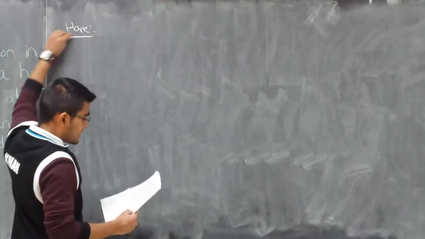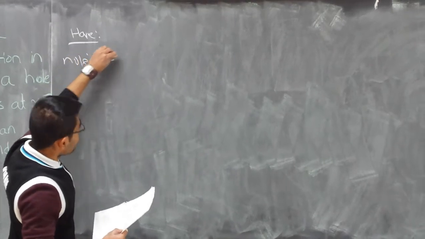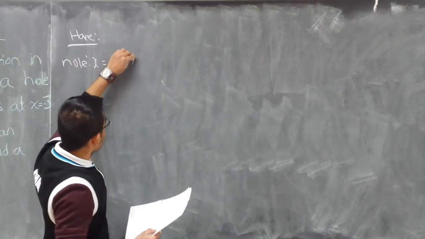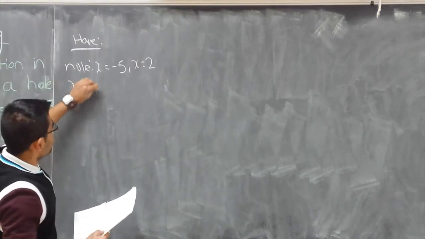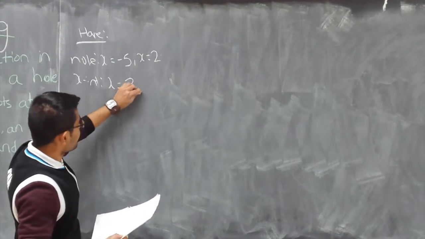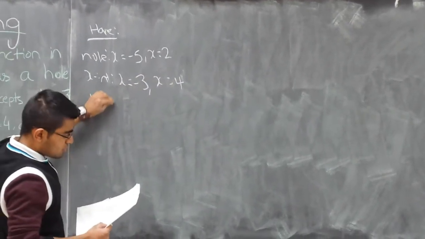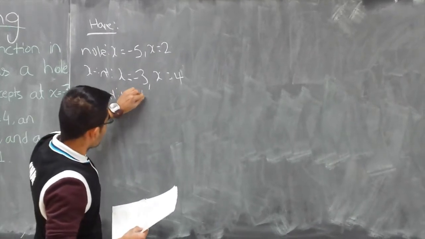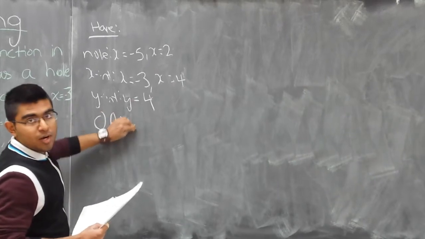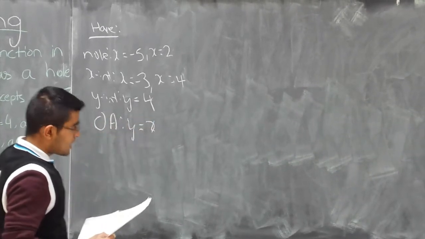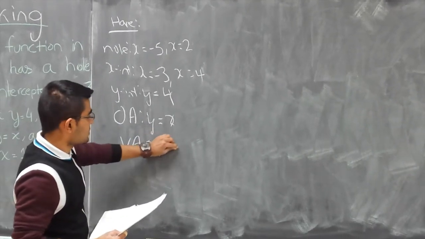We know that we have a hole at x equals negative 5 and x equals 2. We also know that we have an x-intercept at x equals negative 3 and at x equals 4. We know we have a y-intercept at y equals 4. We also know that we have an oblique asymptote at y is equal to x. And finally, we know that we have a vertical asymptote at x equals 1.